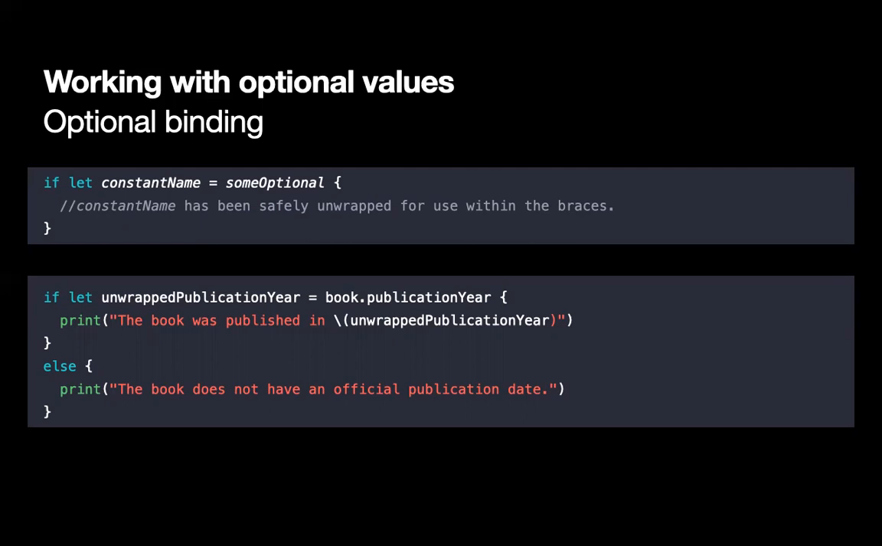Now, just like another if statement, you can write if let unwrappedPublicationYear is equal to book.publicationYear. Then it will print: the book was published in \(unwrappedYear). Otherwise, in the else part: the book does not have an official publication date. So this is the optional binding by which you can unwrap the optionals.